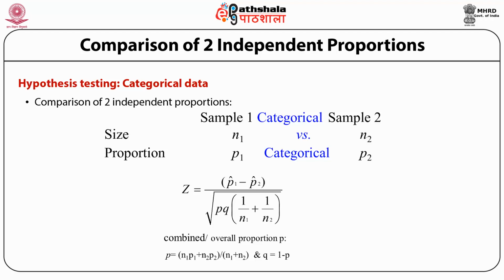Here, what do we mean by P? P is calculated as the combined overall prevalence: N1 into P1 plus N2 into P2, divided by N1 plus N2. And Q is nothing but 1 minus P. This way we can compare the two proportions. So here the test is the Z test.